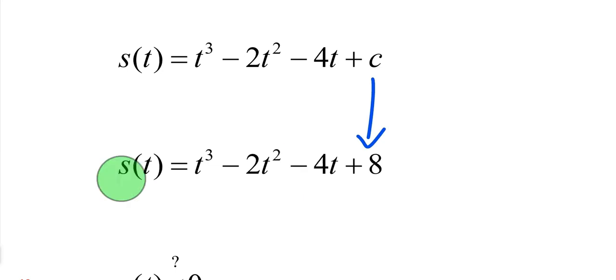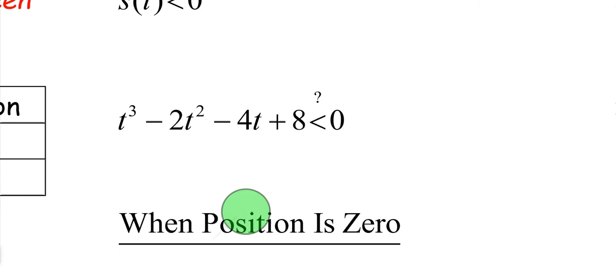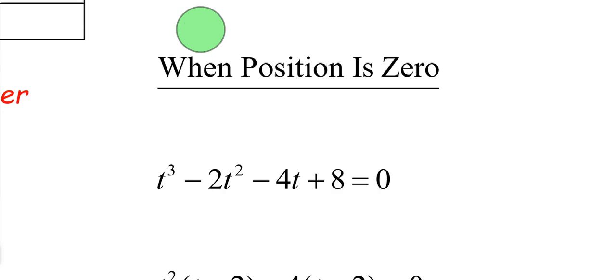Okay, so now that we know the position equation, we want to figure out, is it ever left of the origin? So all we need to do is figure out, is the position ever less than 0? So we are going to just set the entire equation less than 0 and figure out, is there a solution for this? In order to do that, we basically have to figure out when it equals 0 and then go from there and see if it's less than 0.